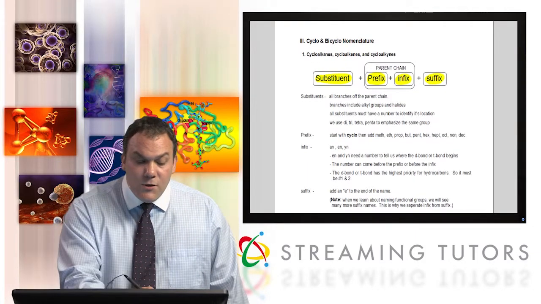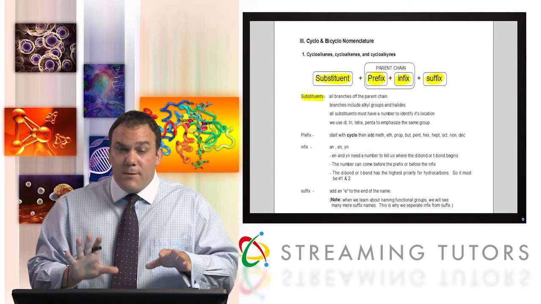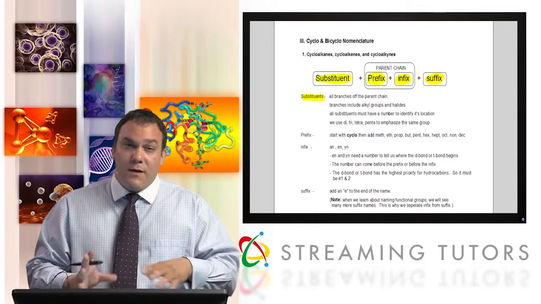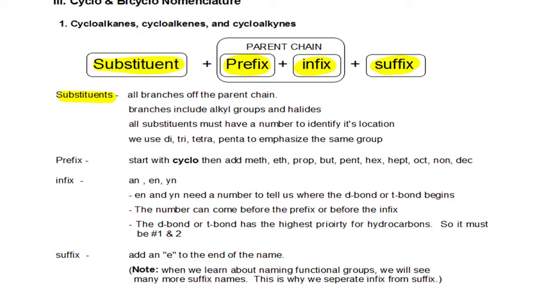So now, the substituents are pretty clear. If you watch the previous video on alkane nomenclature, it's all the same stuff that we discussed there. You've got all the branches that are sticking off the parent. That's what we're looking for. And of course, branches are alkyl groups or halides. Those are considered substituents. All substituents must have a number to identify its position. Even if it's on the same carbon, you have to write that number twice. So you always have to have a number for each substituent.